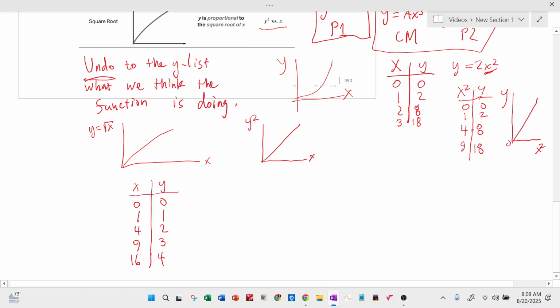Okay, so now we've got an example list of data where the vertical variable, the y list, is actually the square root of the horizontal variable, the x list. So if I square y, what am I going to get? Well, 0, 0 again, 1, 1, 4, 4, 9, 9, and 16 and 16. Well, obviously that's going to plot as a line. And the same thing will happen if it were y equals some constant number times the square root of x.